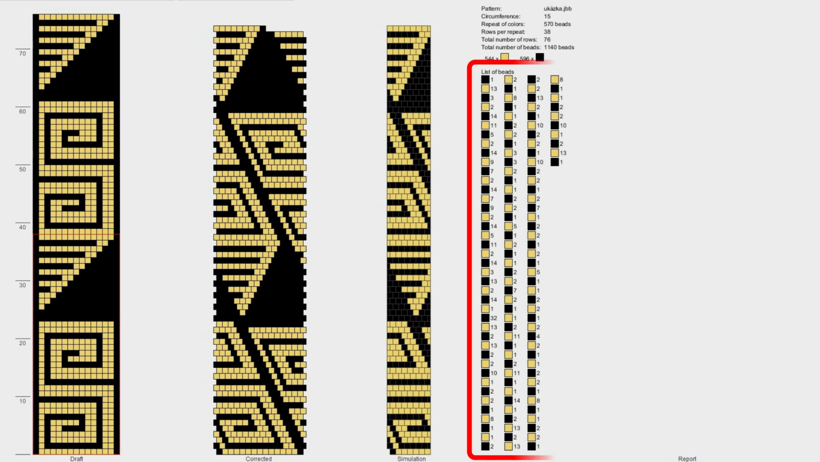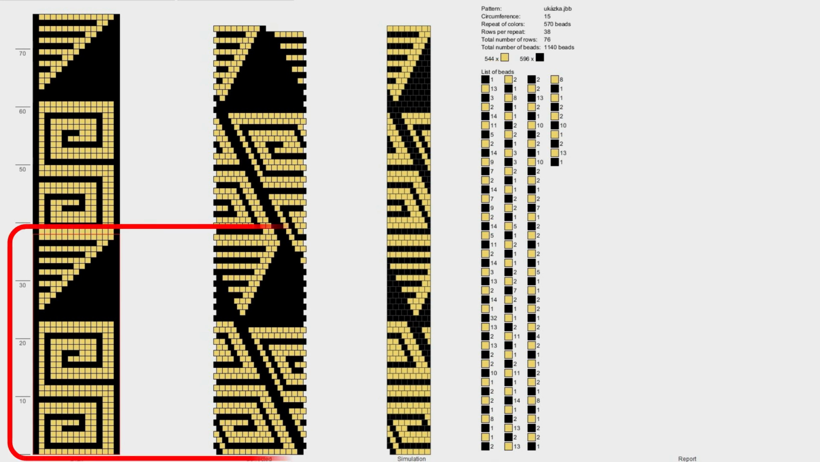When we string all these beads, we will have 1 pattern repetition, which is this section of the bead crochet rope that corresponds to these 570 beads, that is 38 rows of 15 beads. And then we start stringing from the beginning again. So 1 black bead, 13 gold beads, and so on.